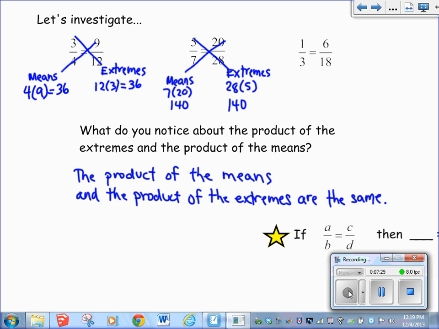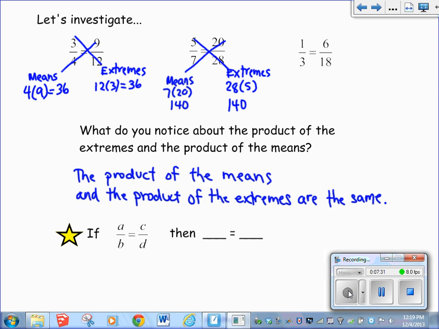Now, I'd like to have you look at what these rules look like algebraically. So algebraically, in a textbook, we would see this. If A is to B as C is to D, then, Mary? Well, we're talking about the products. So you would say A times, yeah, A times D would have to equal what, Mary? B times C. Very good.